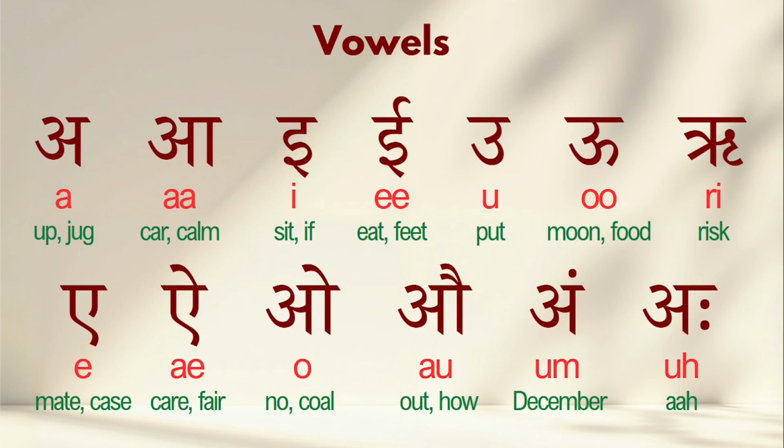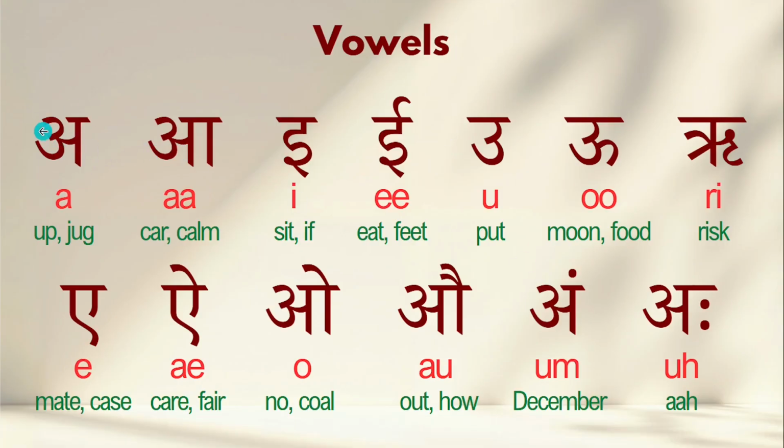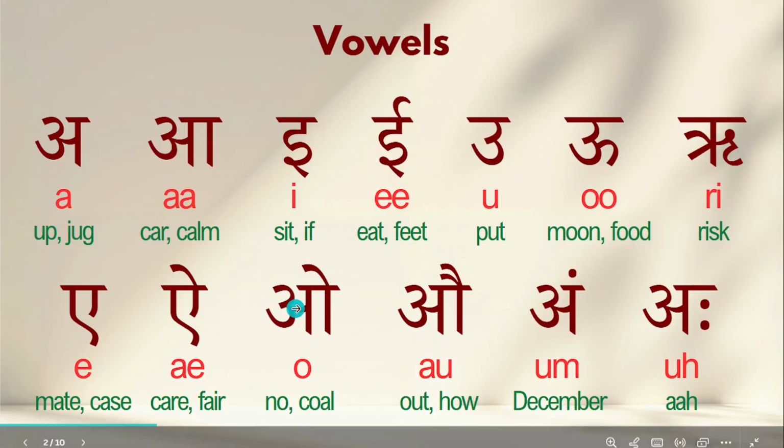Although this whole series is not for reading, and I will not be putting much emphasis on that, today we're just going to listen to how the sounds are, and you can repeat them. I'll just go through these first. Starting from here, this is a, i, e, u, ri, a, i, o, au, aha.